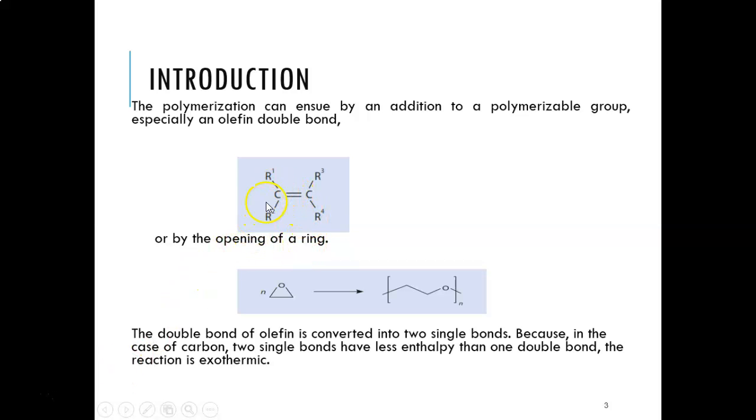So the requirement for chain growth polymerization is that the monomer you use must contain a double bond, or else you want to open a ring of a certain compound, for example this epoxide ring. Then we can use the chain growth polymerization method. The double bond of olefin is converted into two single bonds because in the case of carbon, two single bonds have less enthalpy than one double bond, and the reaction is very exothermic, which requires high temperature and easily increases the temperature.